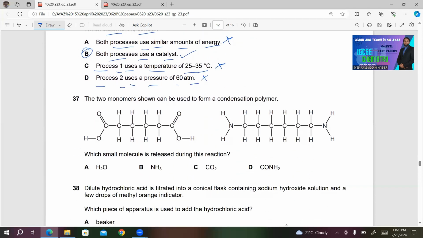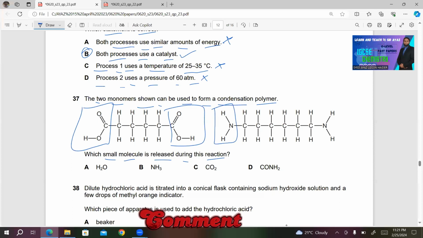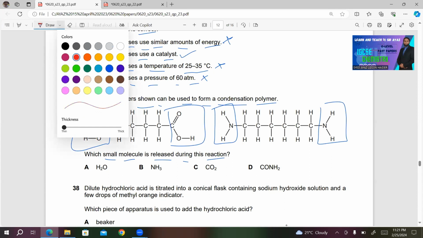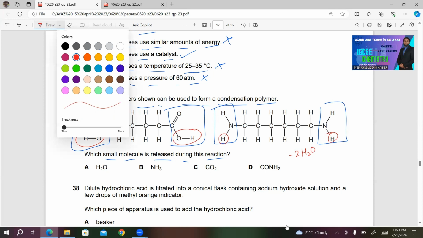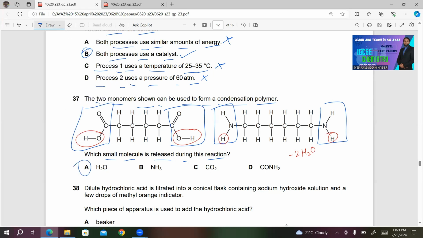Number 37. The 2 monomers shown can be used to form a condensation polymer. Which small molecule is released during this reaction? If you look at the groups present in the end, so we have here COOH, where we also are having COOH. Here we are having NH2. Here we also having NH2. Now what is released? From each NH2 we'll get hydrogen. And from each carboxyl group we will get OH. So there must be a release of 2 moles of water molecule. So A must be the right answer for this question.